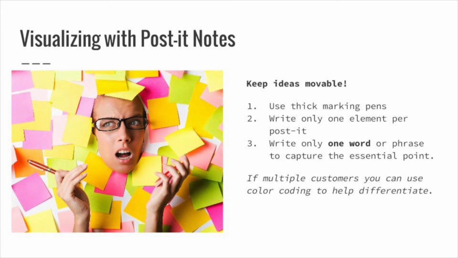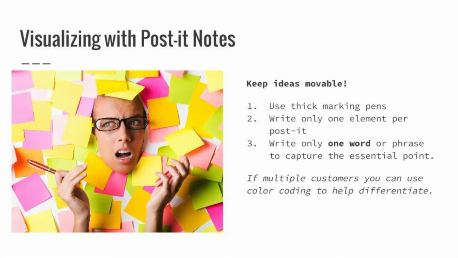Then the next piece is that you only want to write one element per Post-it note, and you want to keep that as short as possible. So one word or one phrase. You're not going to write a whole paragraph on the Post-it note about how you're using social media to reach a new audience of ages 3 through 10. You're going to use the ages for the customer segment piece, Facebook for the channels, etc. Does that make sense? So one element, one thought, as short as possible per Post-it note.